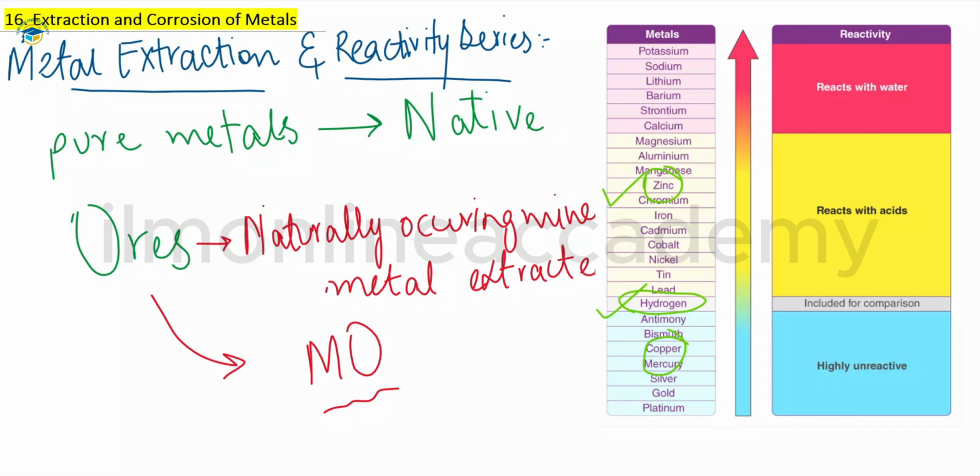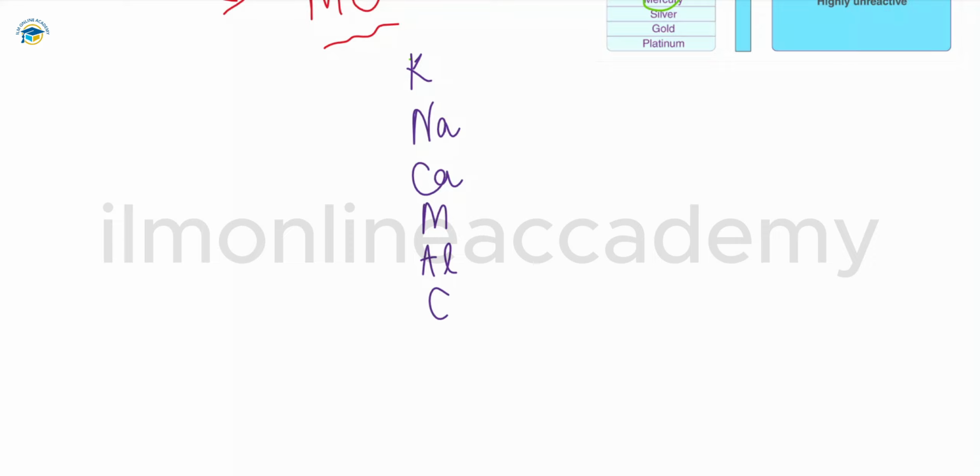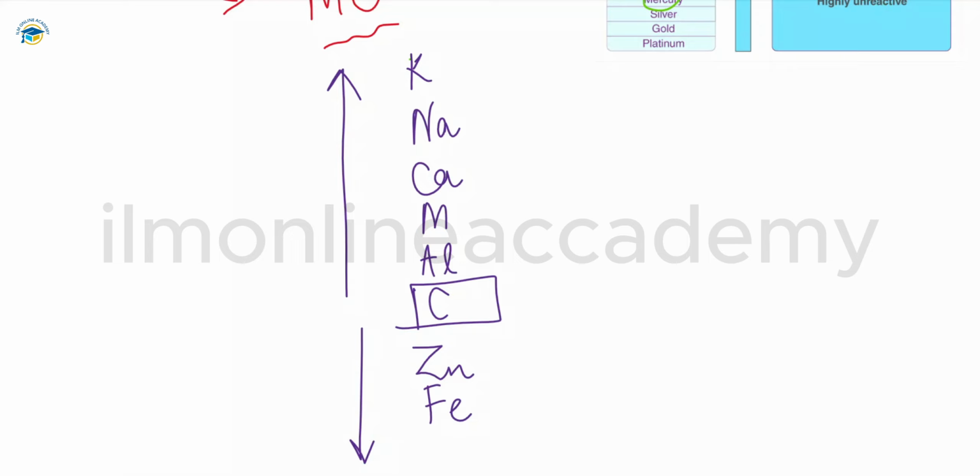At the end of chapter number 15, we also commented that it is useful to place carbon in the reactivity series, and carbon is present below aluminium and above zinc. For example, we have potassium, sodium, calcium, magnesium, aluminium, and here is the carbon. Carbon is present below aluminium and above zinc, so the metals that are present above carbon are more reactive than carbon, and the metals that are present below carbon are less reactive than carbon.